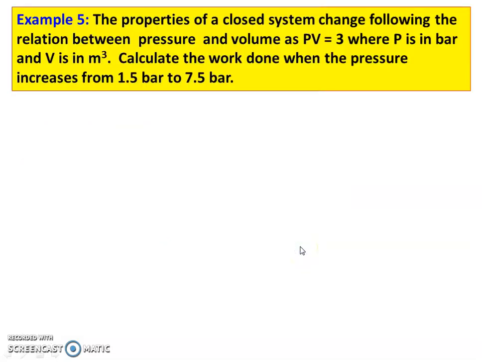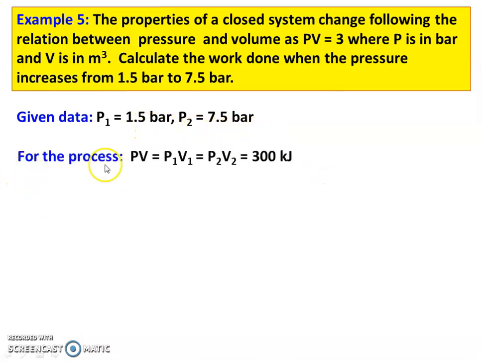Next problem, example number 5. The properties of a closed system change following the relation between pressure and volume PV equal to 3, where P is the pressure in bar and V is in meter cube. Calculate the work done when the pressure increases from 1.5 bar to 7.5 bar. So PV equal to C, constant. So P1 equal to 1.5 bar and P2 equal to 7.5 bar. For the process, P1V1 equal to P2V2 equal to 300 kilojoules.